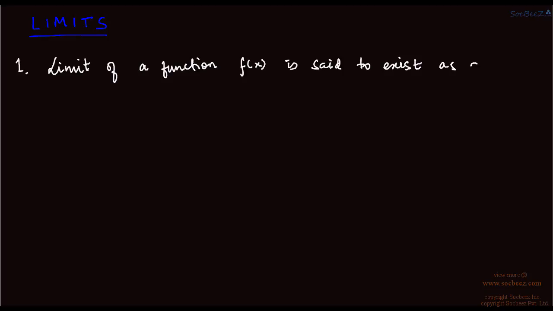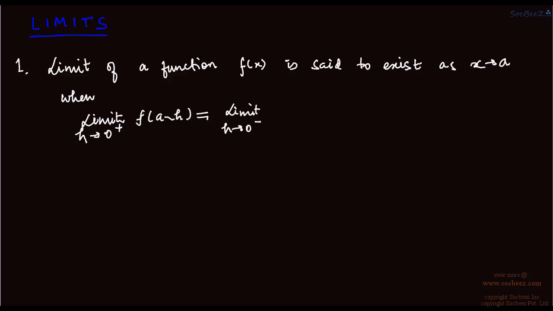Let's start with the topic limits. The first important point to note is that the limit of a function f(x) is said to exist as x tends to a when limit h tends to 0 plus f of (a minus h) is equal to limit h tends to 0 plus f of (a plus h). This is equal to some finite value.